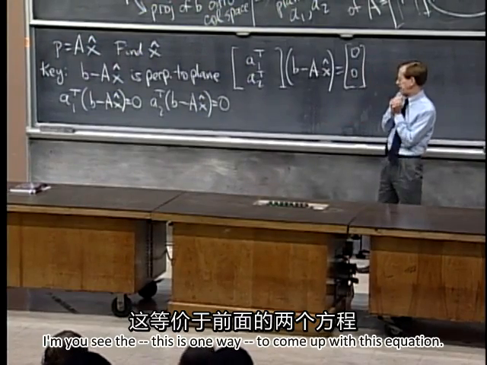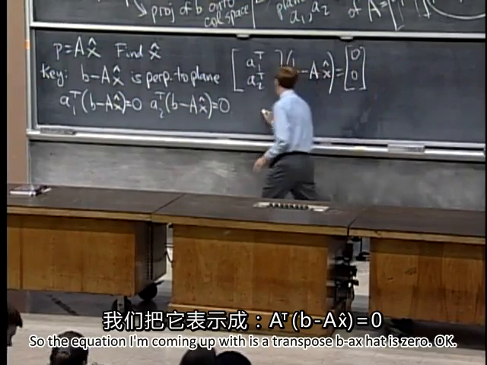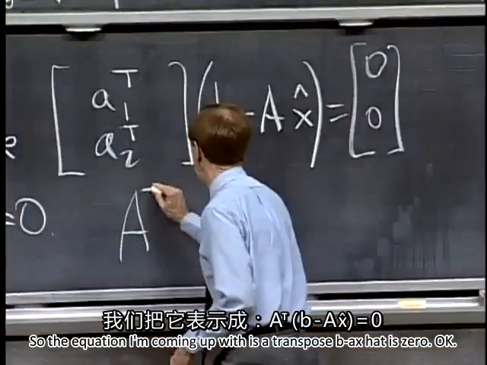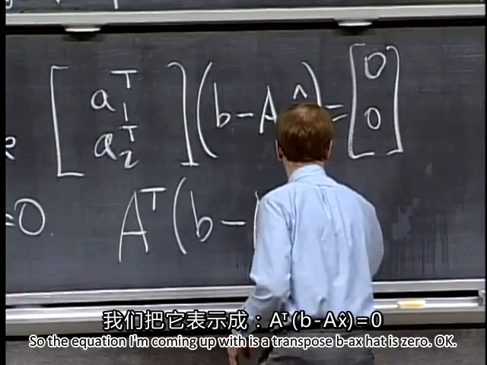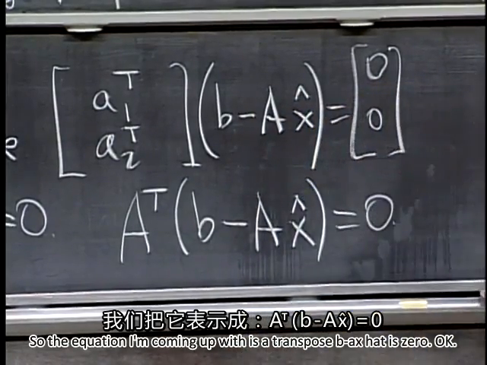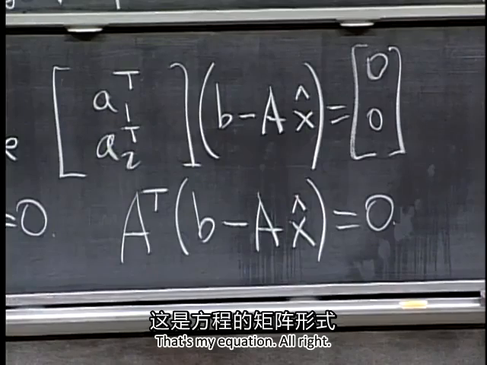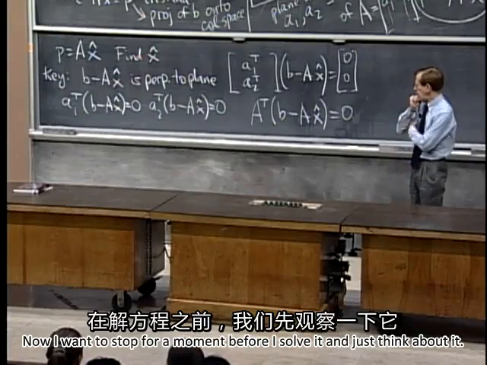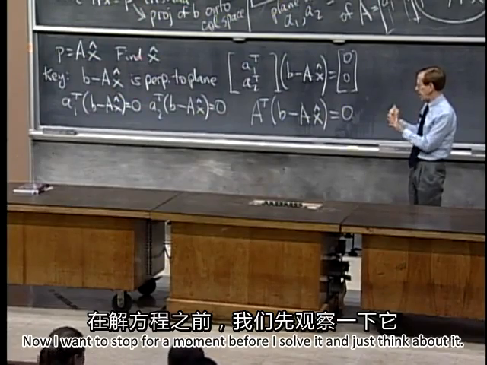This is one way to come up with this equation. So the equation I'm coming up with is A transpose times B minus A x hat is 0. That's my equation. Now, I want to stop for a moment before I solve it and just think about it.